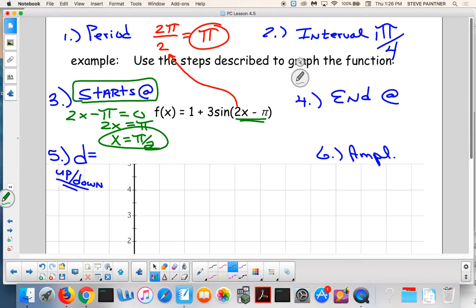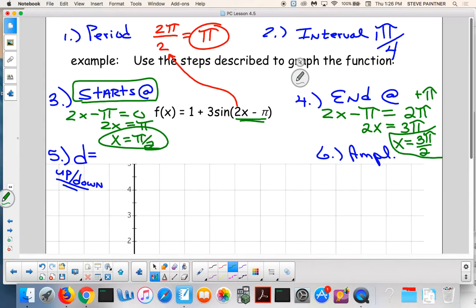Okay, where are we going to end this thing? Where does sine usually end? If it was just simply sine, it would end at 2 pi. So figure out when 2x minus pi is equal to 2 pi. You get 2x equals 3 pi. Add pi, 3 pi. So you're going to end at 3 pi over 2. This wave starts at 90 degrees, or pi over 2. It ends at 270 degrees, or 3 pi over 2.